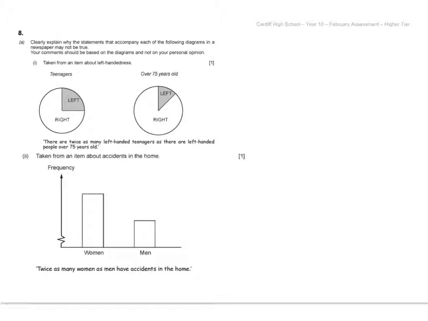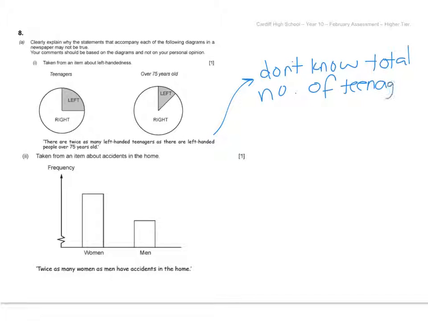And certainly the proportions look like that from the graph, but the problem is that there might only be, for example, 8 75-year-olds and 100 teenagers, and then it's going to make that very different when you actually work out the values. So a good point to make about this one is that you don't know the total number of teenagers or over 75s.